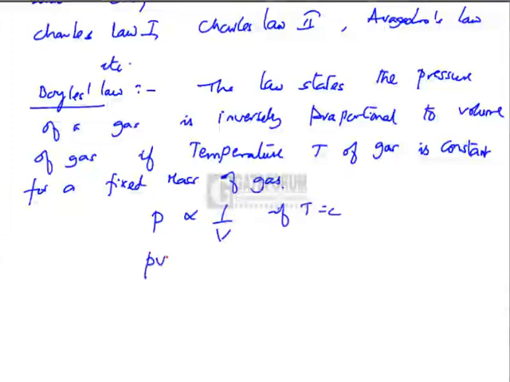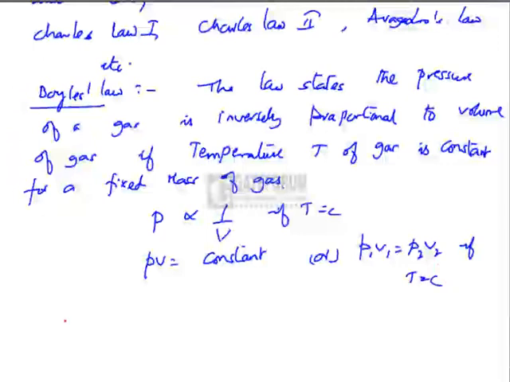Mathematically it can be written as PV is equal to constant, or P1 V1 is equal to P2 V2 if T is constant. Otherwise it can be said that if the pressure of the gas is halved, volume becomes doubled if the temperature of the gas is constant. In fact, the gas should be of fixed mass.